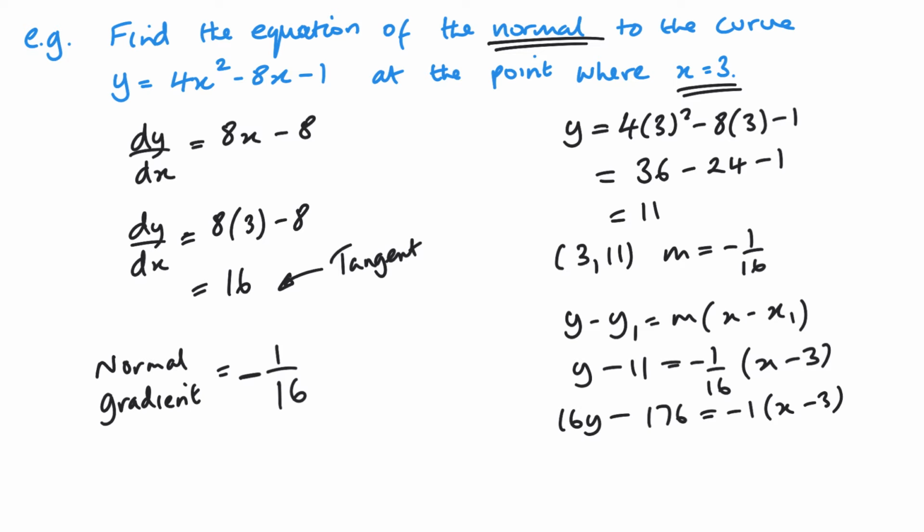Now, as I've said before, I normally would have expanded this in one go, but I'm just taking an extra step there so that it's easier to follow. So we get minus x plus 3. So this leaves me with x plus 16y, I take away 3, so it's minus 179 equals 0. And this is a preferred way of leaving it. It's in the form ax plus by plus c equals 0. And we generally leave it in this form when we have a fraction for a gradient.